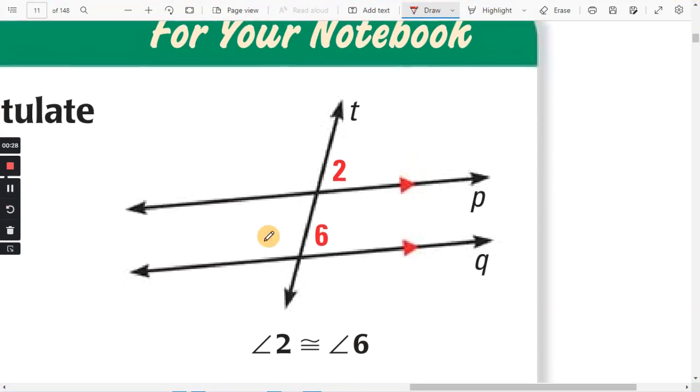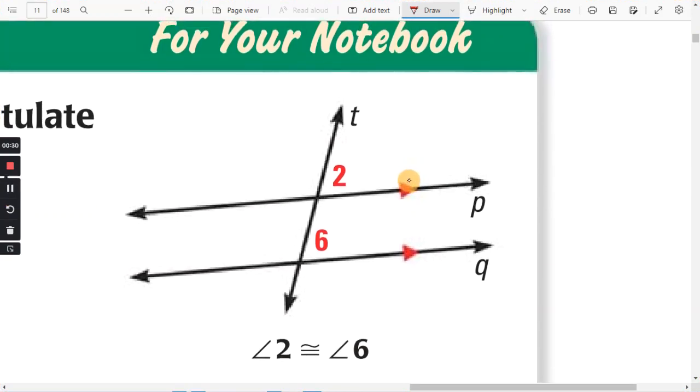Okay, so we have two parallel lines here. How do we know they're parallel? Because of this little red triangle right here and right here. That indicates that these lines are parallel. So we know that line P is parallel to line Q. Okay, line T right here is the transversal. That's the line that's cutting the two parallel lines.